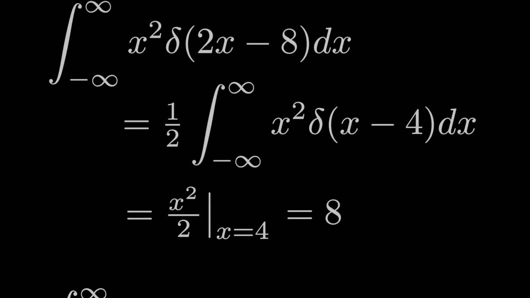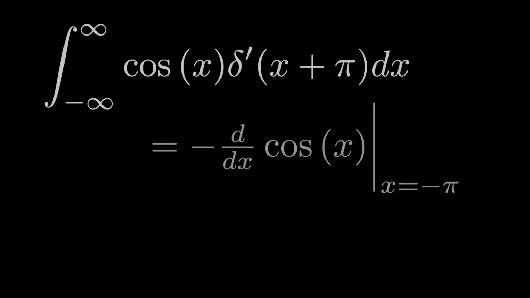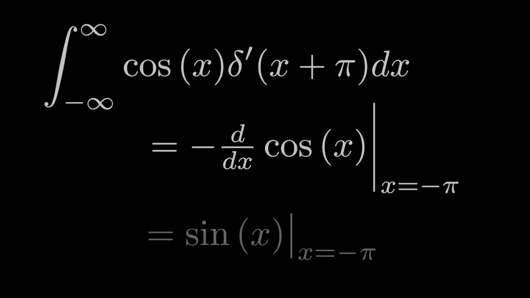Now let's do one with a derivative. In this case, we've got the integral, again, negative infinity to infinity, of cosine x times delta prime centered at negative pi. And so this integral is just going to be minus the derivative of cosine of x evaluated at x equals minus pi. So derivative of cosine is minus sine, double negative. This is just sine. Sine evaluated at positive or negative pi, though, is just 0, so this whole integral is 0. Congratulations.